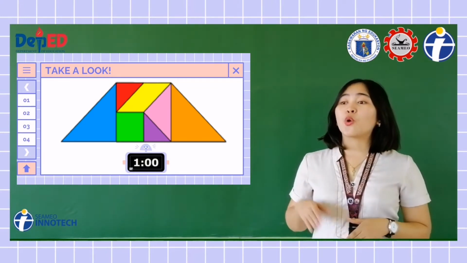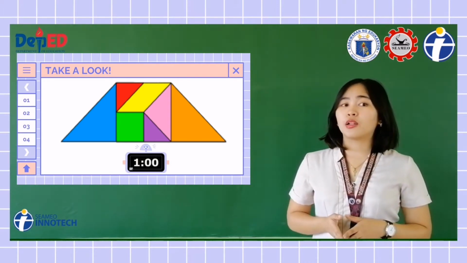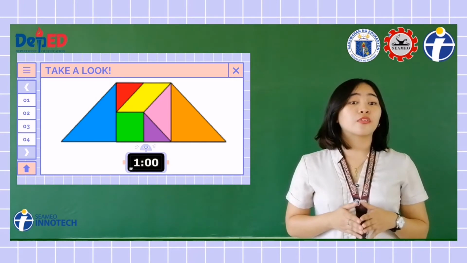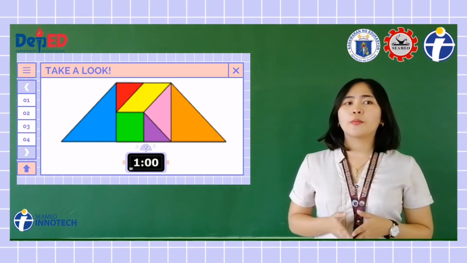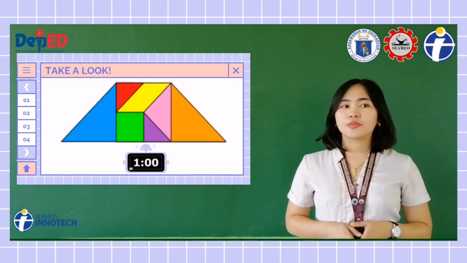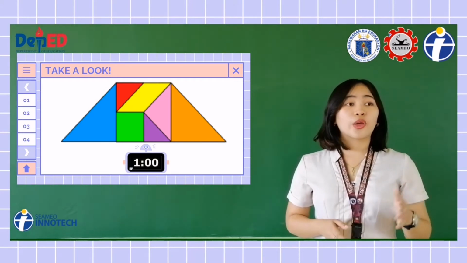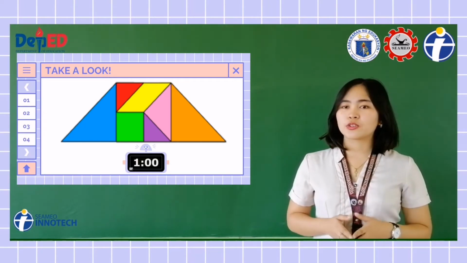Okay, very good. We have a television. The TV is an example of a polygon because it has a rectangular shape. Give me another example of a polygon. Okay, very good. The hexagonal frame that we have at the back of our classroom.